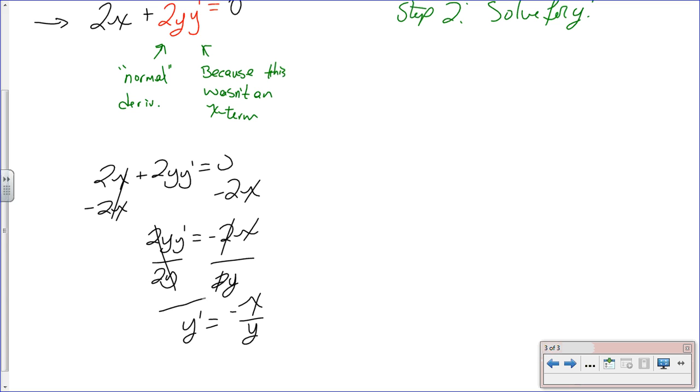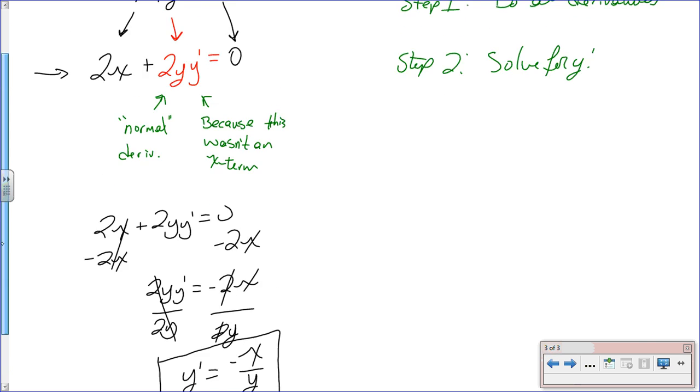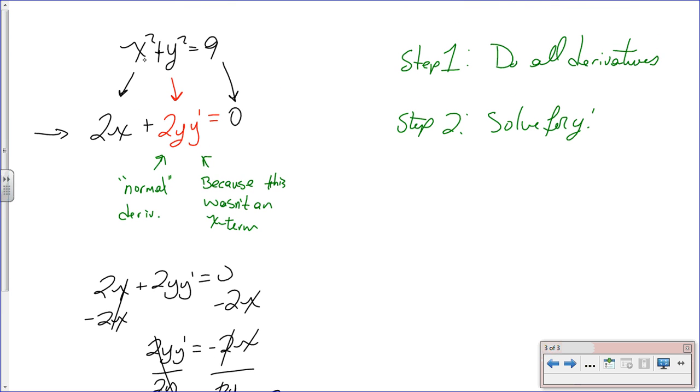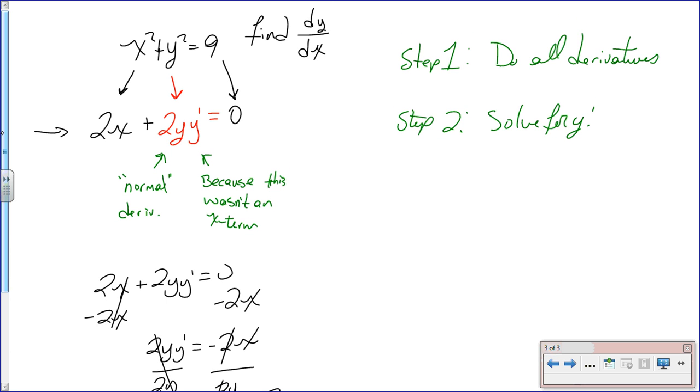So this is the derivative of x squared plus y squared equals 9. What we did was find dy/dx. When you have an implicit derivative, you'll see that this says dy over dx instead of just d over dx.